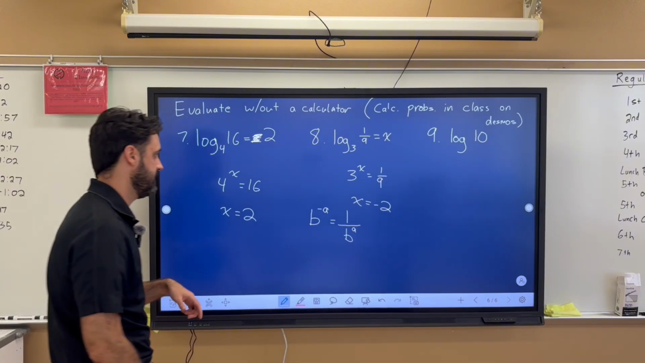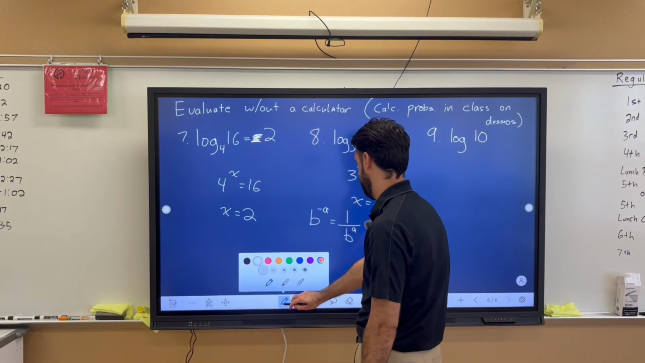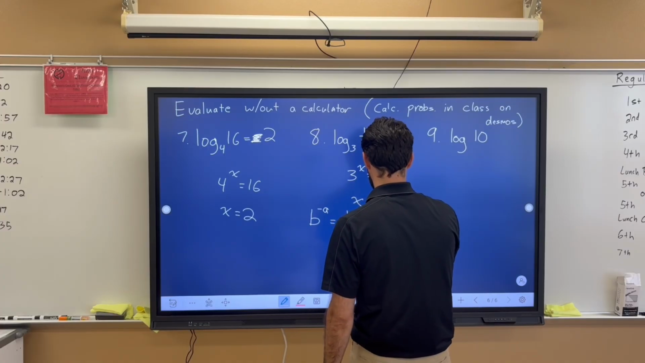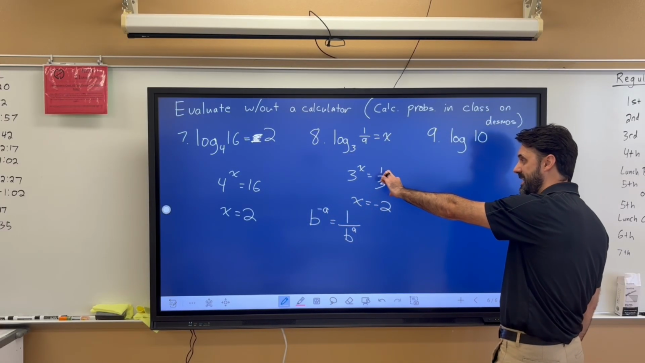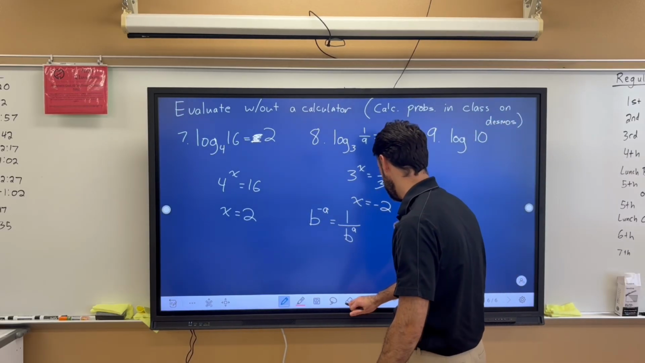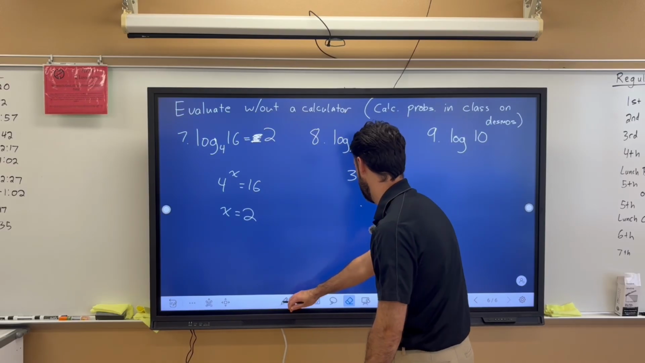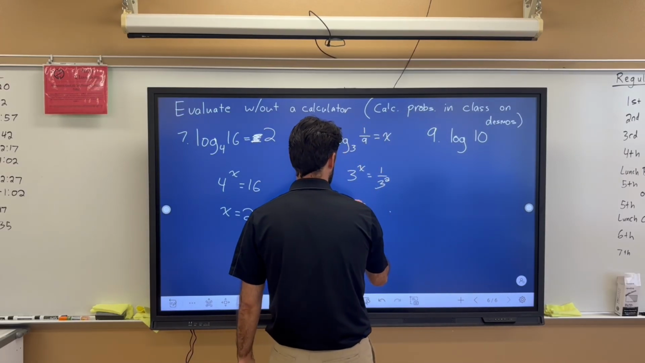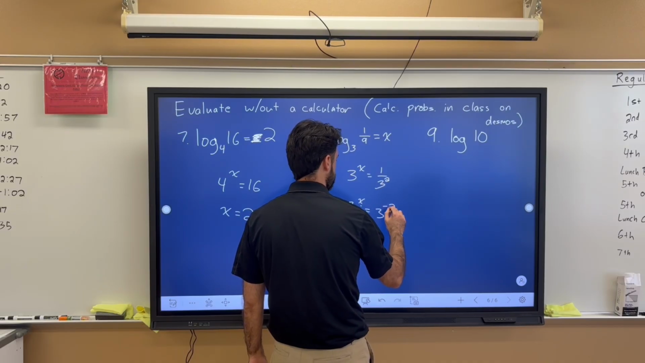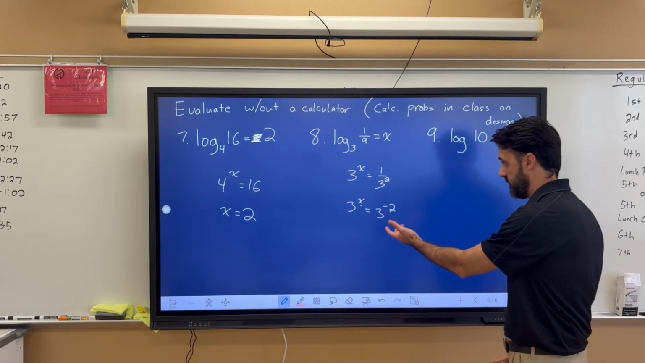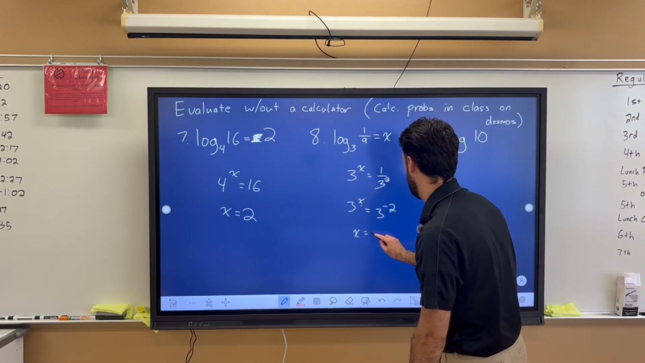The second way to think about that is to rewrite 9 as 3 squared. All right, and then get rid of the 3 in the bottom by making it have a negative exponent. And if we did that, let's see, this would just say 3 to the x equals 3 to the negative-2nd. All right, so what does our exponent have to be? Well, it has to be -2, and so that's our answer to number 8, -2.